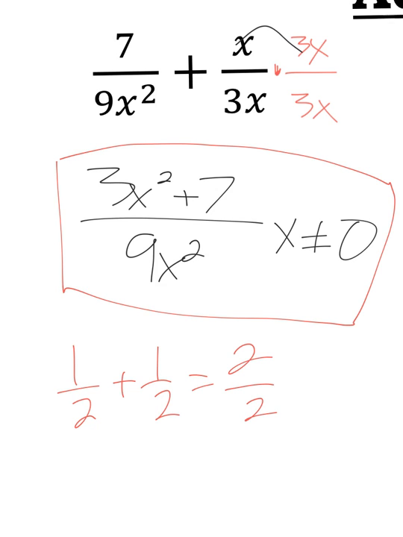2 divided by 2 is 1, right? So anything divided by itself is 1, yeah? So think about it. That makes sense. 1/2 plus 1/2 equals 1 whole. If I have 2 halves of something, I have 1 whole, right? So if I have 50 cents, that's half a dollar. So if I have 50 cents in one hand, 50 cents in the other, together I have 1 whole dollar.